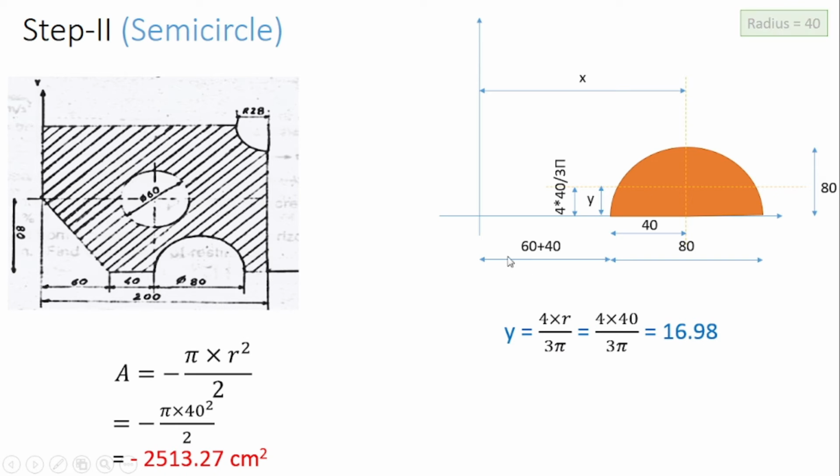Then x bar will be calculated from reference axis to centroidal axis of the semicircle. So x bar is equal to 60 plus 40 plus this 40 mm. So it is 60 plus 40 plus 40, so it becomes 140. Now y bar is very simple. This is equal to 4r divided by 3 pi. So its value is equal to 16.98. So in this way we have calculated area, x bar and y bar for the semicircle.